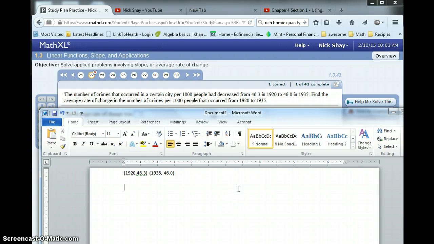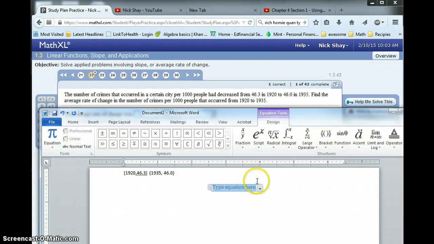But what we're going to do is we're going to do slope. And remember, slope is the equation, remember, it's y2 minus y1 over x2 minus x1. We're just using slope here. So it's going to be 46.0 minus 46.3. So that's y2 minus y1 over x2 is 1935 minus x1 is 1920.